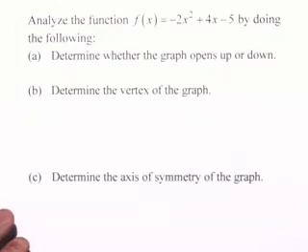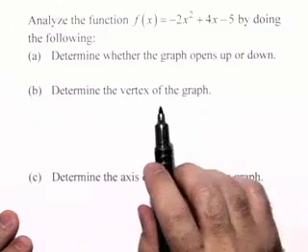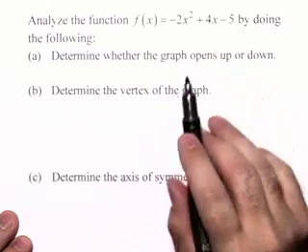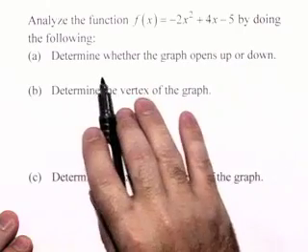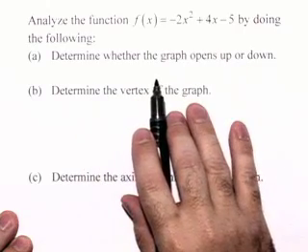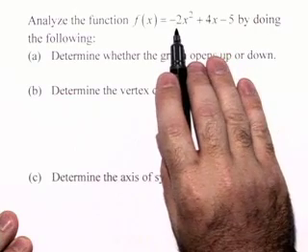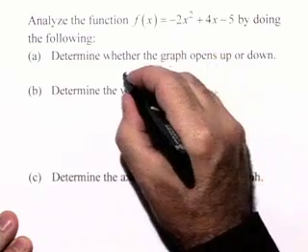In this problem, we're going to analyze a quadratic function whose leading coefficient is negative. I want to analyze the function f of x equals negative 2x squared plus 4x minus 5. First thing we'd like to do is determine whether the graph opens up or down. We do this by looking at the coefficient on x squared. Since the coefficient on x squared is negative, we know that the graph will open down.